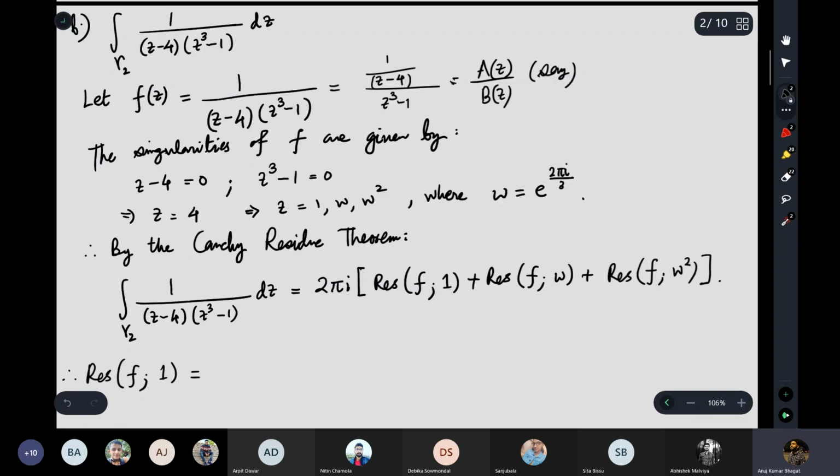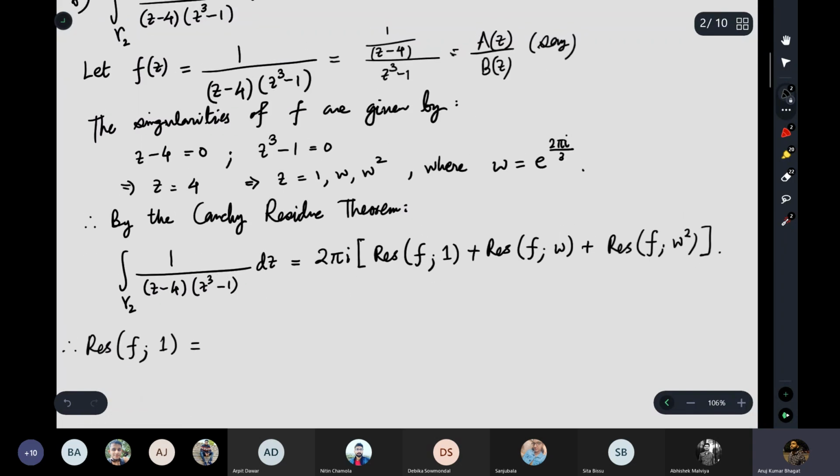Right? So now can you tell me, you see that 1 is a simple 0 of z cube minus 1. Why? Because if b(z) is z cube minus 1, what is the derivative of b(z)? It is 3z square. b of 1 is 0, but b prime at 1 is not 0.